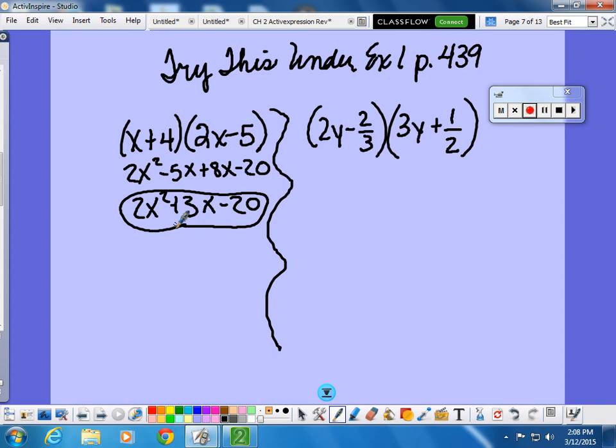Okay, so first is 2x squared, outer is negative 5x, inner is 8x, last minus 20, and those combine together to get 3x. That is great, good job. Okay, let's do the next one.